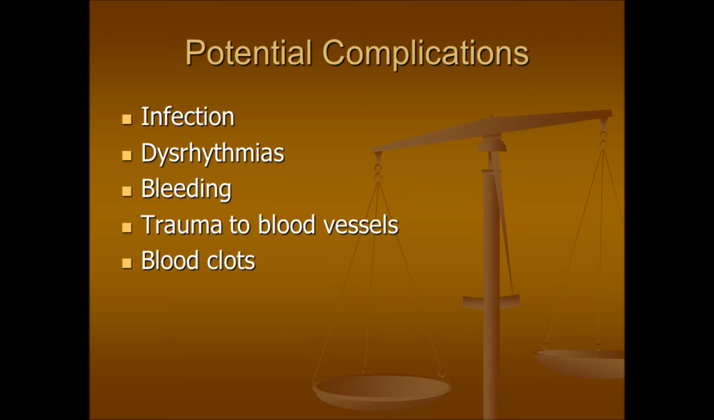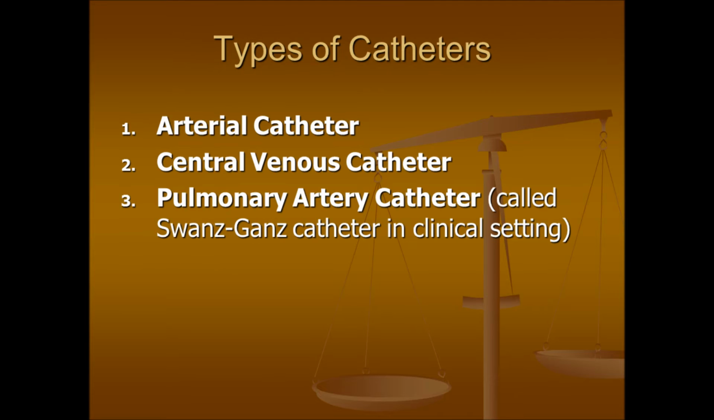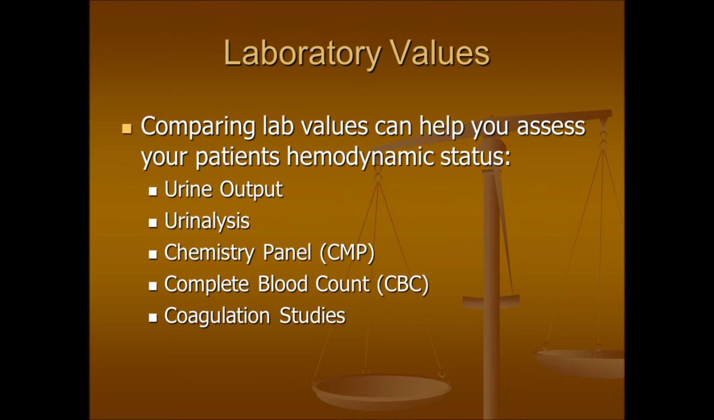Okay, so potential complications. Just because you're going inside the body, there are always going to be complications with invasive procedures. These are the 5 potential complications with putting in any of these indwelling catheters: infection, dysrhythmia, bleeding, trauma to the blood vessels, and blood clots. Now, I already mentioned that the 3 types of catheters are arterial catheters, central venous catheters, and pulmonary artery catheters. But what you need to know here is in a clinical setting, they're going to call a pulmonary artery catheter a Swan-Ganz catheter.